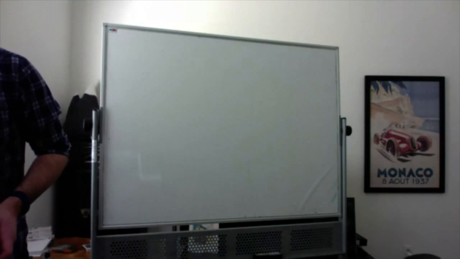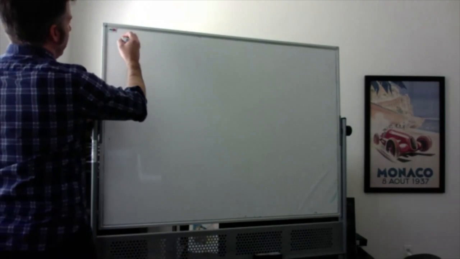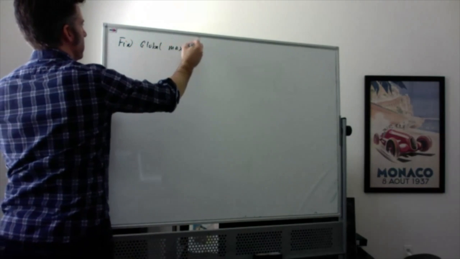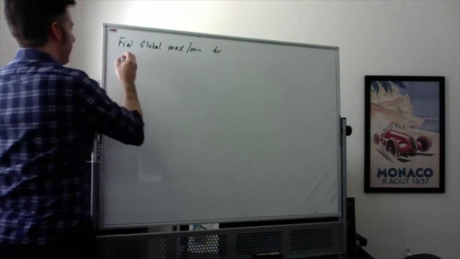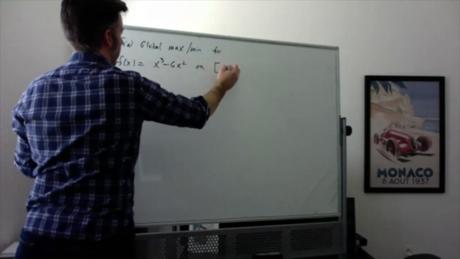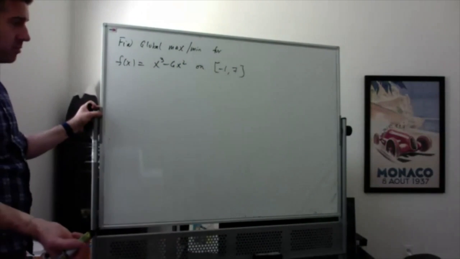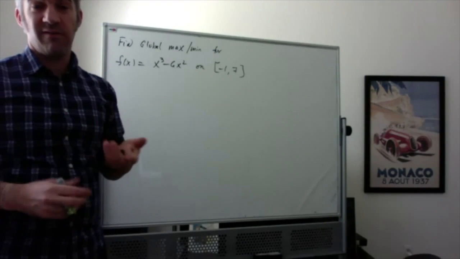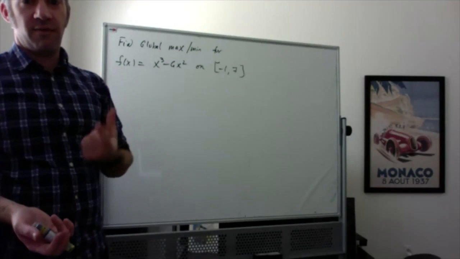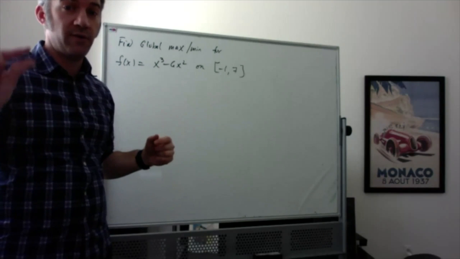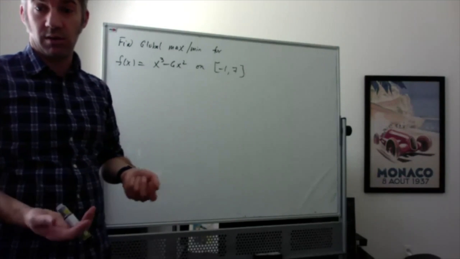Okay, well, let's do a couple of examples. Let's find the global max and min for f of x equal to x cubed minus 6x squared on the interval from -1 to 7. So our job is to do like 3 things. Find the critical values, find where the derivative is 0, find the endpoints, literally they're given to us, and then plug them all into the original function to see what's the largest and what's the smallest.